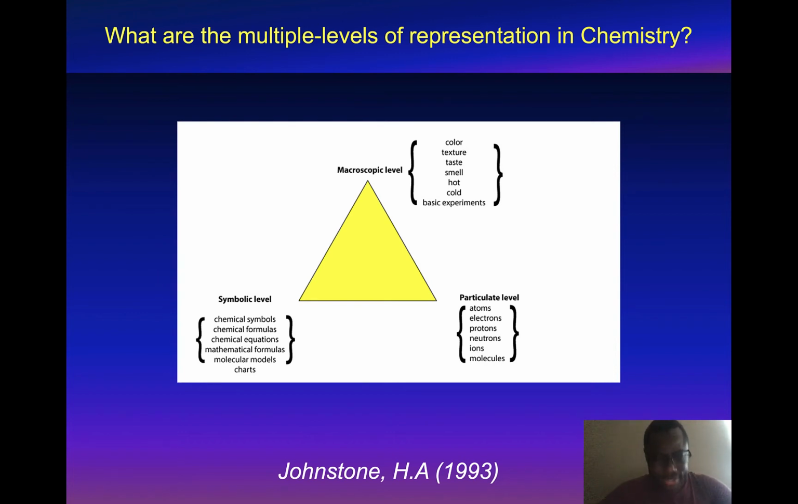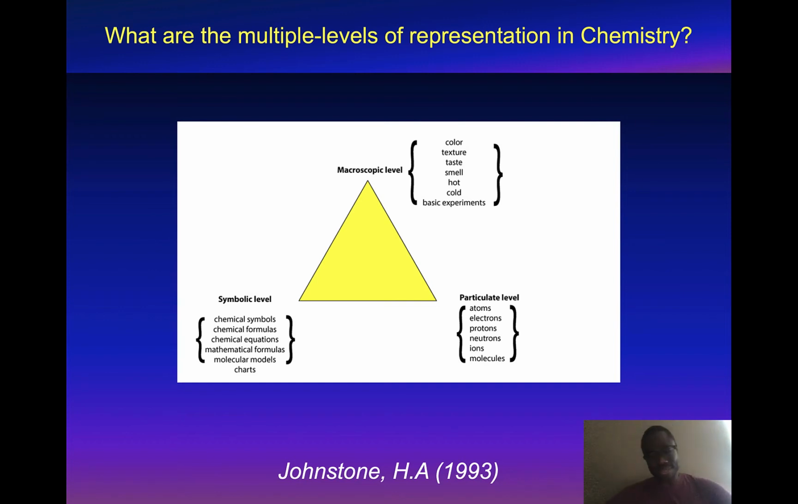Next, what is the symbolic level? The symbolic level uses symbols to describe the particles that exist at the particulate level and the relationships between them. So what are examples of symbols used under the symbolic level? Examples include chemical symbols, chemical formulas, chemical equations, mathematical formulas, molecular models, charts, and so on. Which is why when you go into a chemistry classroom or a chemistry laboratory, you always see a periodic table. And the periodic table lists all the elements that we currently know.